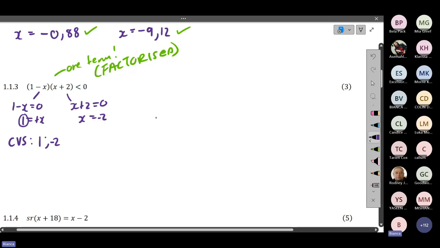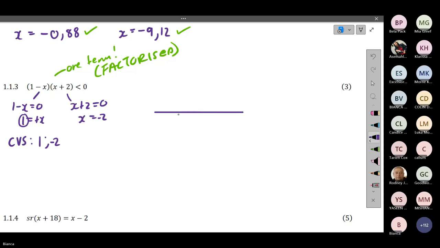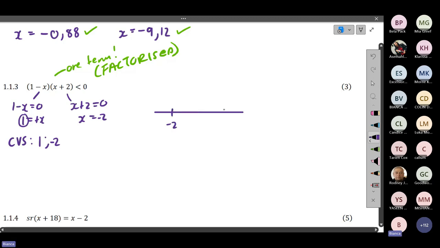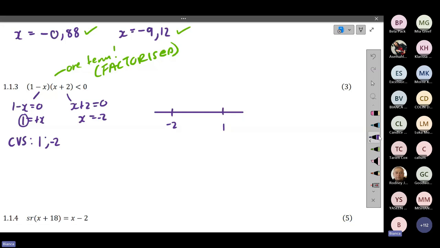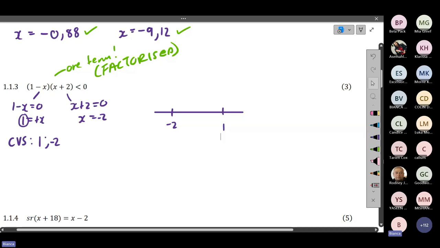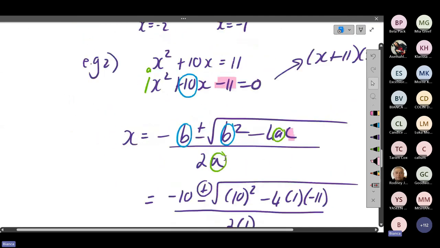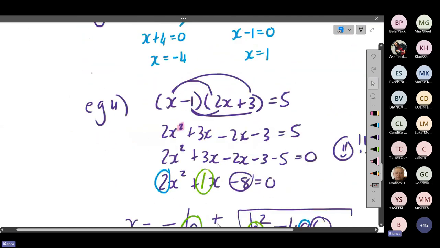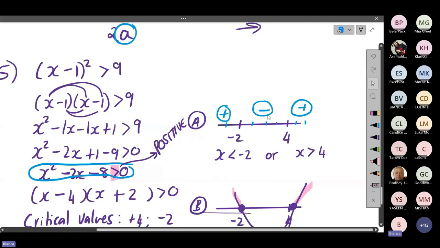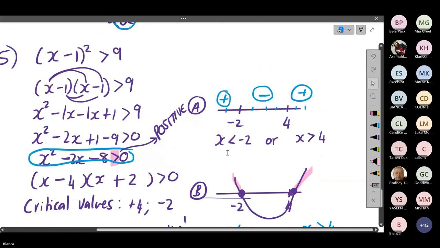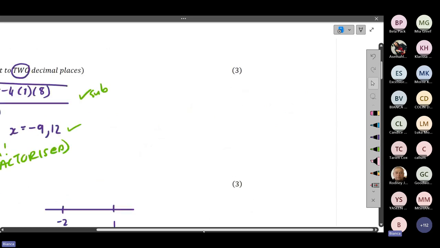What do we do once we have the critical values? On a number line, which number do you put first? The smaller number, negative 2 and 1. Then you can do your parabola or you can do the plus, minus, plus. By show of hands, I actually want to see the learners online as well, although it's teachers. Who did the plus, minus, plus method? Interesting. When I say that, I mean, who did it like this? The plus, minus, plus. So they subbed in values. Who did the parabola?